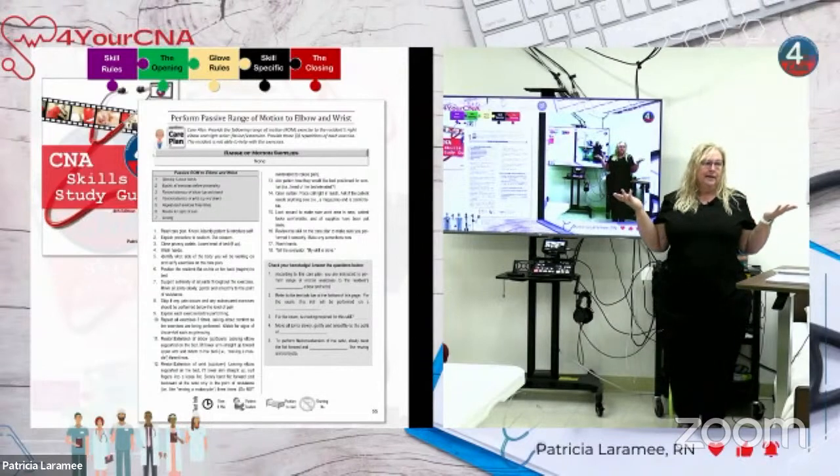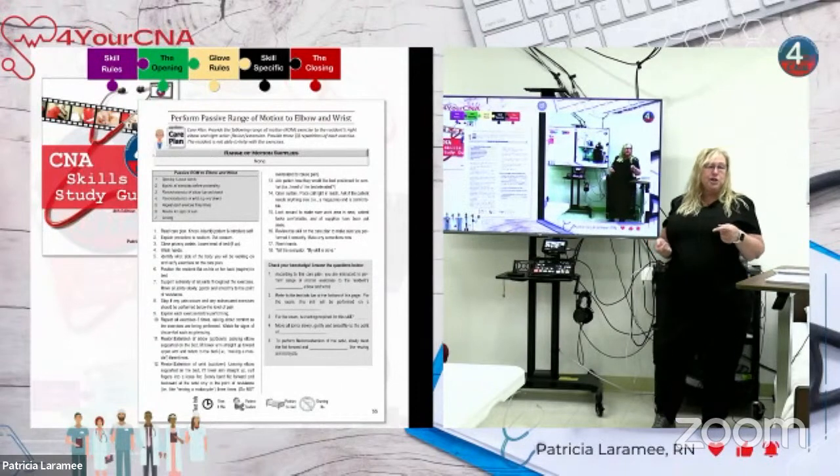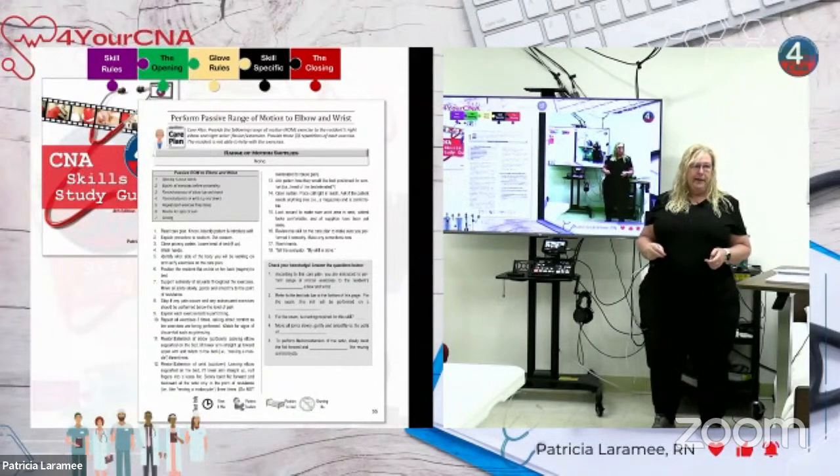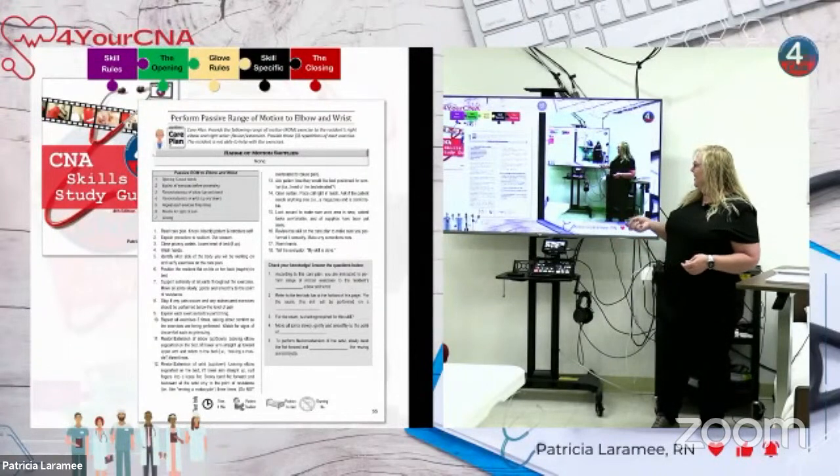That's it. And if you look at the bottom of the page, you'll see that somebody with your level of experience should be able to do this skill in 4 minutes or less. Probably way less. Good.